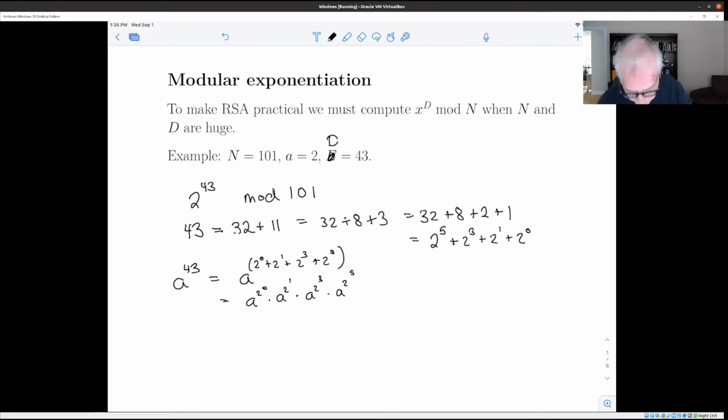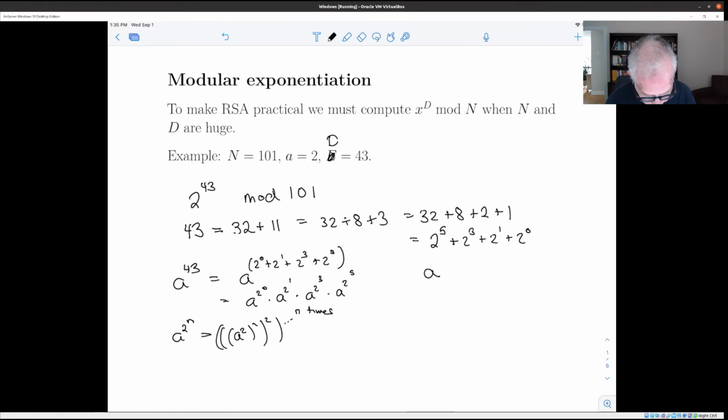But how do you compute a to the 2 to the n? Well, you take a and you square it, and you square it again, and you square it again, and you do that n times. In other words, it only takes n multiplications, not 2 to the n multiplications, to compute a to the 2 to the n. So if we wanted to compute a to the 43rd, we can start with a to the 2 to the 0, that's a, and then we multiply that times a squared.